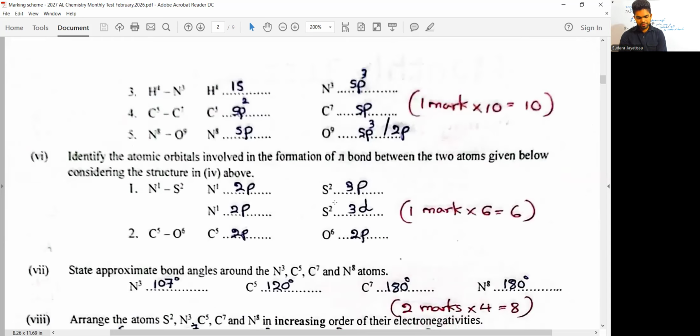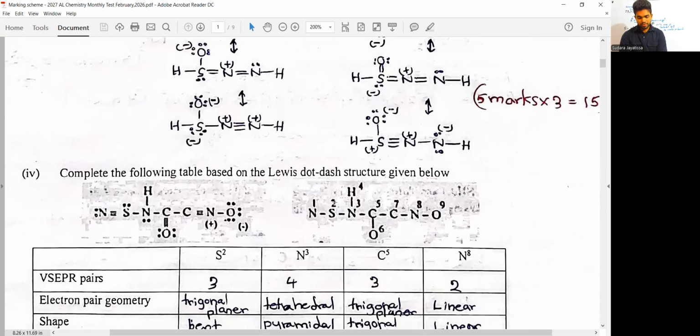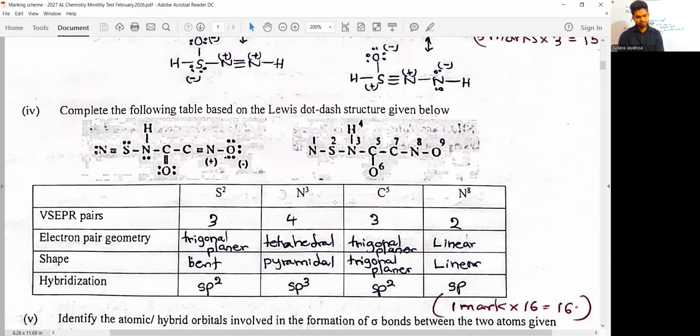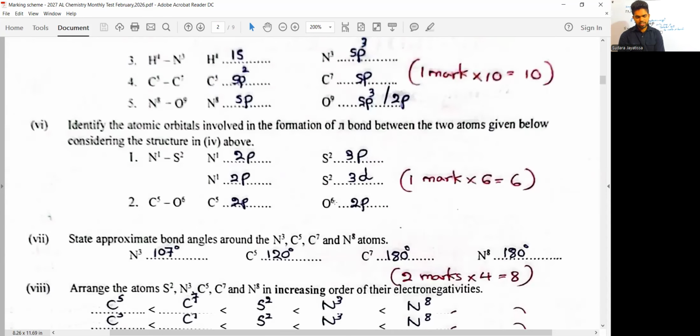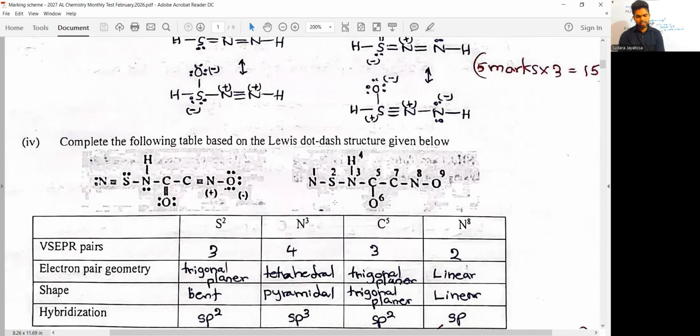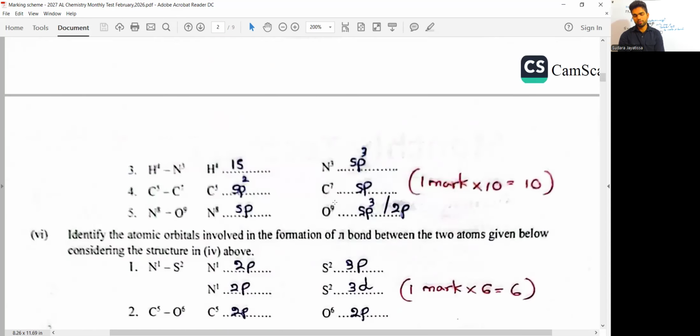Then C5 is a trigonal planar molecule, and you can see they all have bonds, and there are no lone pairs. So the ideal bond angle for trigonal planar is 120. You can take that as the approximate angle. And I think C7 is there. C7 is also the same, 180. And N8 is also 180 because both atoms are linear. If they are linear, anyway, they're going to be 180 bond angles.